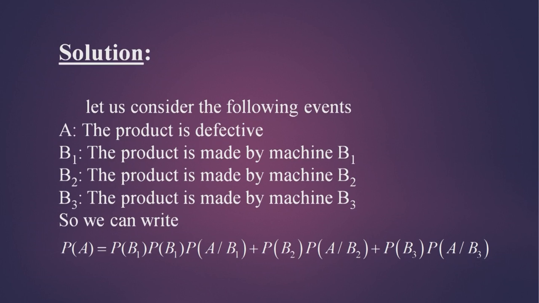So, let us try this solution in this way. The event A represents the product is defective. B1 is the event that the product is made by machine B1. B2, the product is made by machine B2. B3 is the event that the product is made by machine B3. So, we can write probability of A, that is probability of B1 into probability of A given B1 plus probability of B2 into probability of A given B2 plus probability of B3 into probability of A given B3.